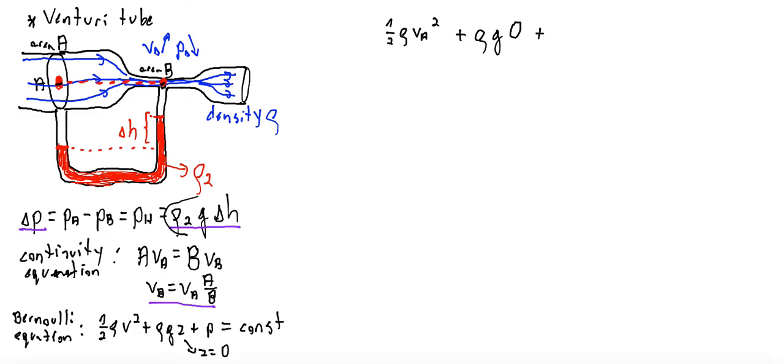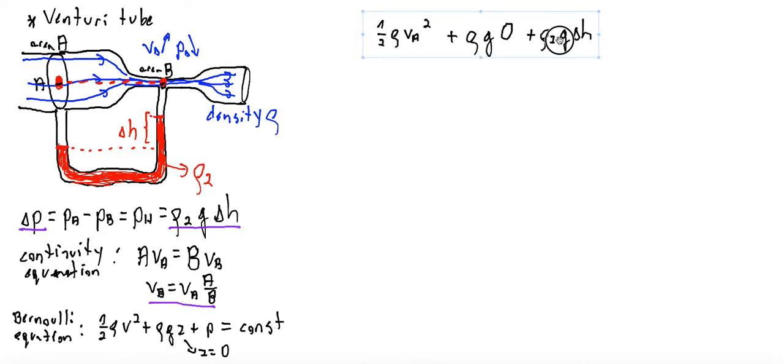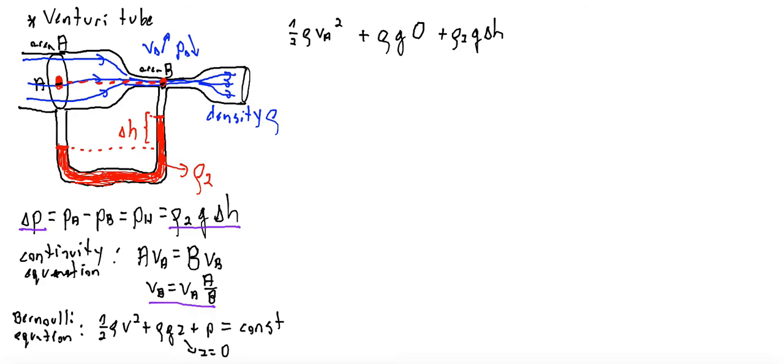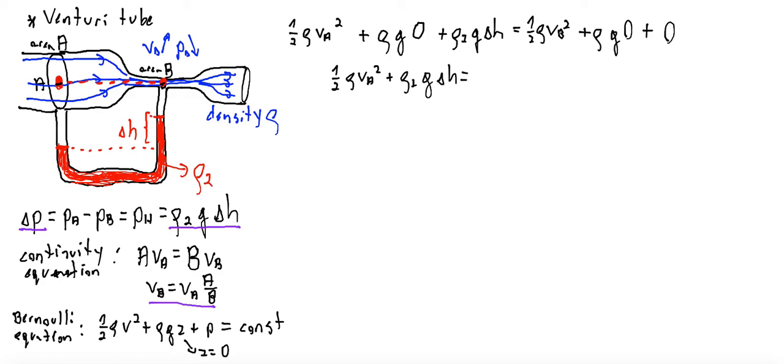The static pressure at point A is this. We have additional pressure at point A from this red liquid, so ρ2 times g times delta H. So this is our point A. And at point B we have exactly the same: half of rho VB squared plus rho g 0, because point B is at the same level as point A, and the pressure is equal to 0 because we've used this extra pressure on the left-hand side of the equation. So we can write half of rho VA squared plus rho 2 g delta H is equal to half of rho VB squared.